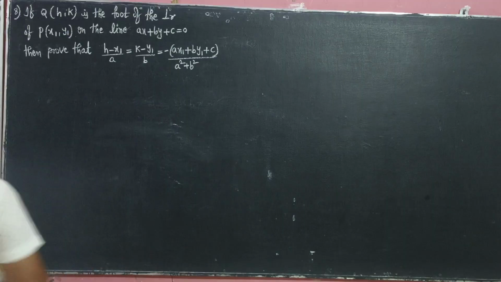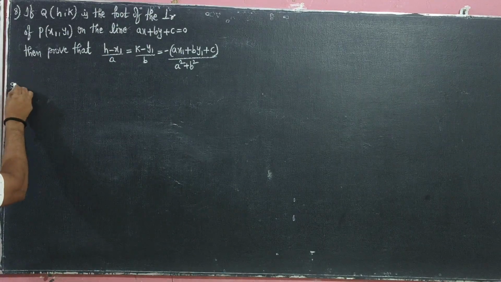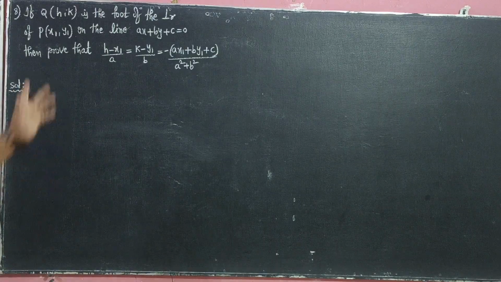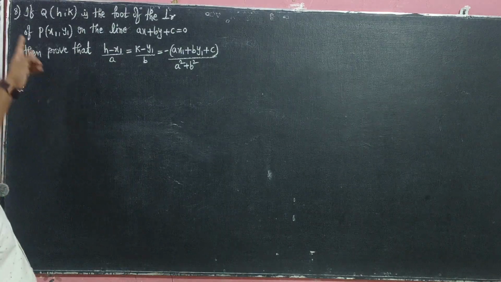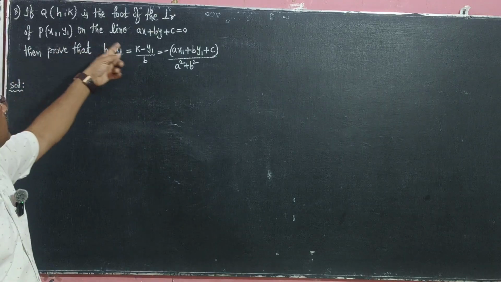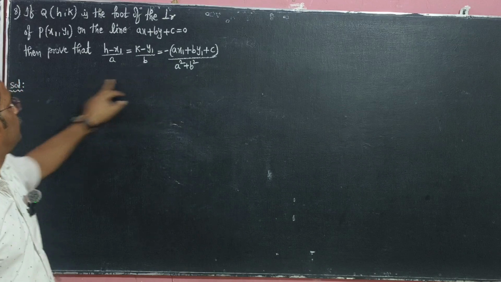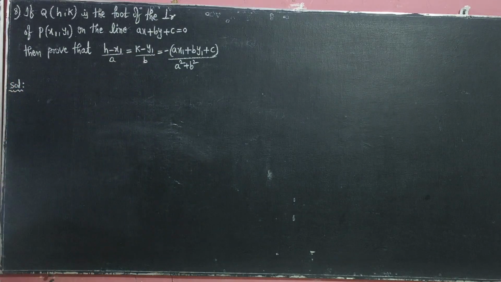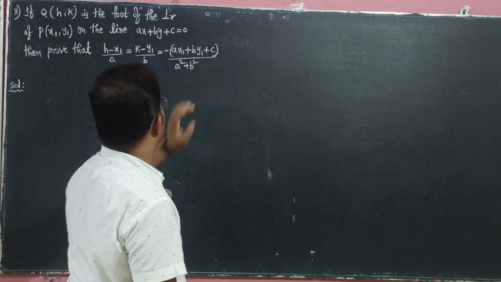So actually this one is a proof; it is a theorem. So we write solution, otherwise it would be problem. If it were written like a theorem, then proof. Actually this is a theorem, not in our exercise. If Q(h, k) is the foot of the perpendicular of the point P on the line ax plus by plus c equals 0, then prove the foot of the perpendicular formula: (h minus x1) by a equals (k minus y1) by b equals minus of (ax1 plus by1 plus c) by (a square plus b square).